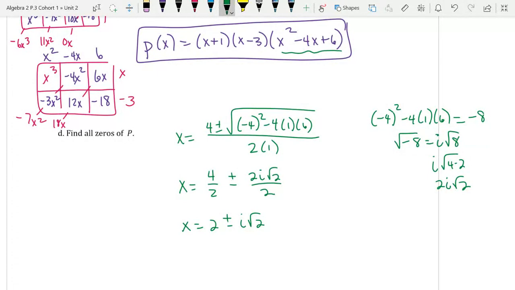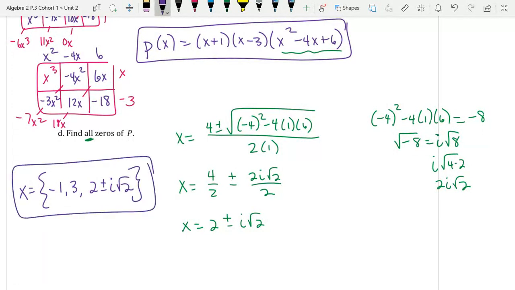There's my complex zeros. So since it says find all zeros, we have to state all the zeros as a solution set. So I'm going to have -1, 3, 2 plus or minus i square root of 2. That's my answer for all zeros of this function.